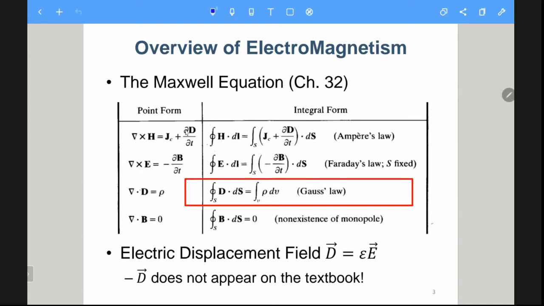And of course, in chapter 32, I will also introduce the differential form, or here it is called the point form. The notation here is a bit different from the textbook, but I just use it here to let you know. We have the overview of this, so I will try to let you know at any time where you actually are. So now we will learn the Gauss law one by one.